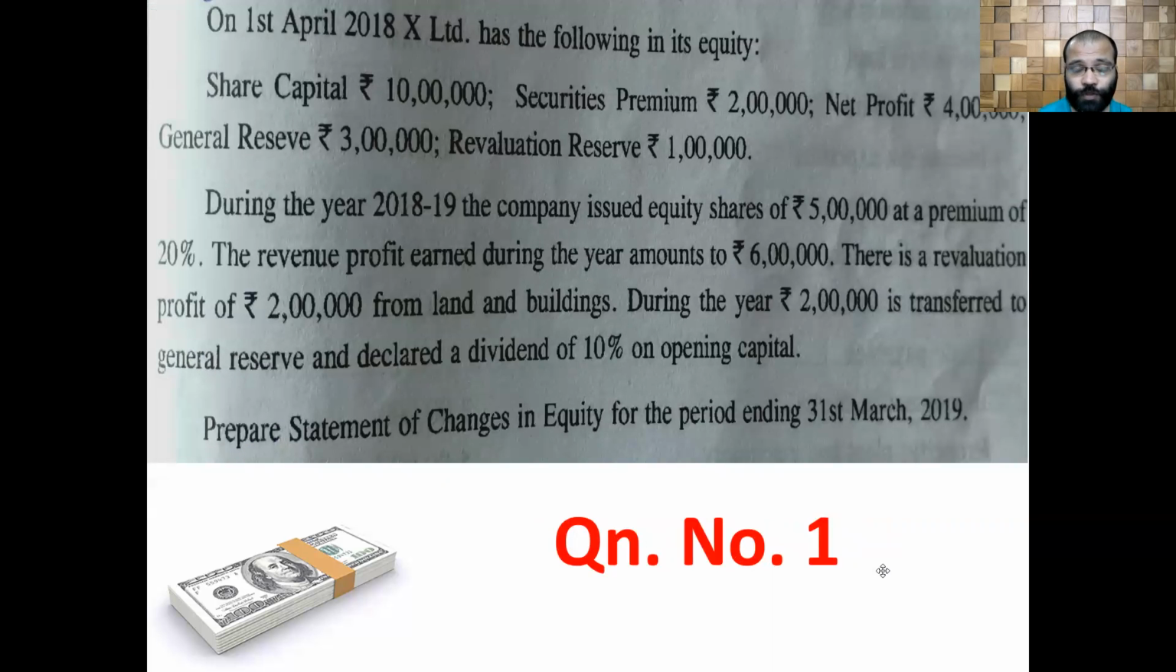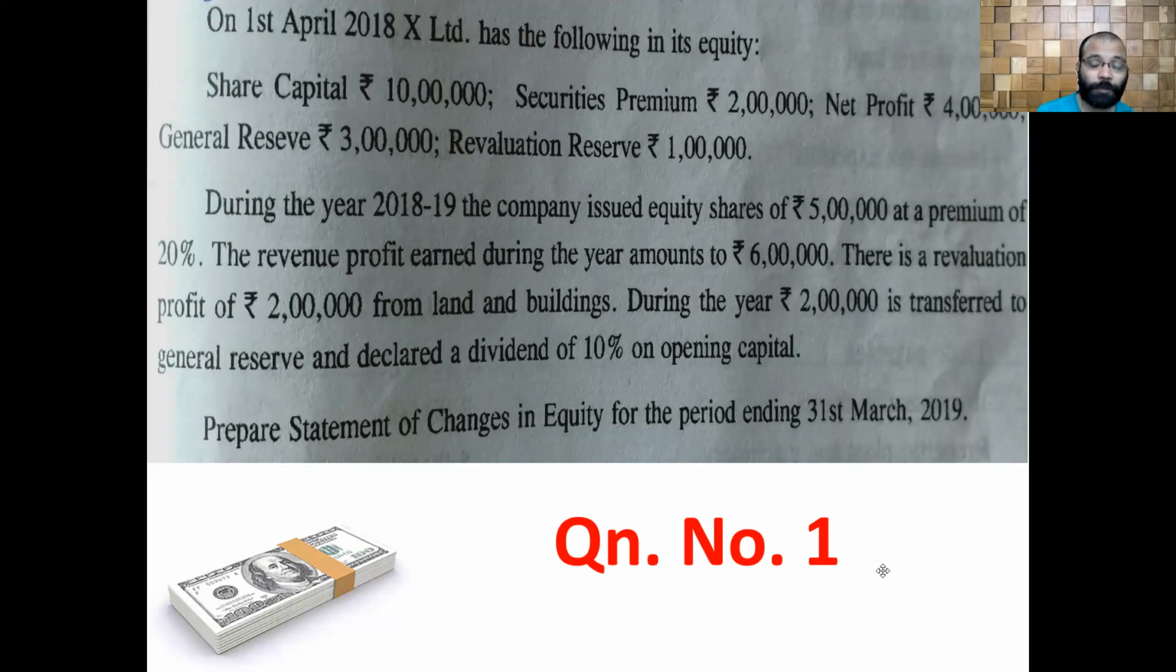The first problem of this type. As on 1st April 2018, X Limited has the following in its equity: share capital rupees 10 lakhs, securities premium rupees 2 lakhs, net profit rupees 4 lakhs, general reserve rupees 3 lakhs, revaluation reserve 1 lakh. During the year 2018-19, the company issued equity shares of rupees 5 lakhs at a premium of 20%. The revenue profit earned during the year amounts to rupees 6 lakhs. There is a revaluation profit of 2 lakhs from land and buildings. During the year, rupees 2 lakhs is transferred to the general reserve and a dividend of 10% is declared on opening capital. Prepare the statement of changes in equity.